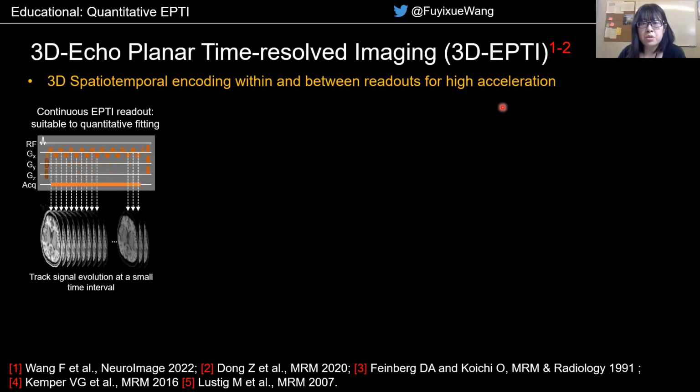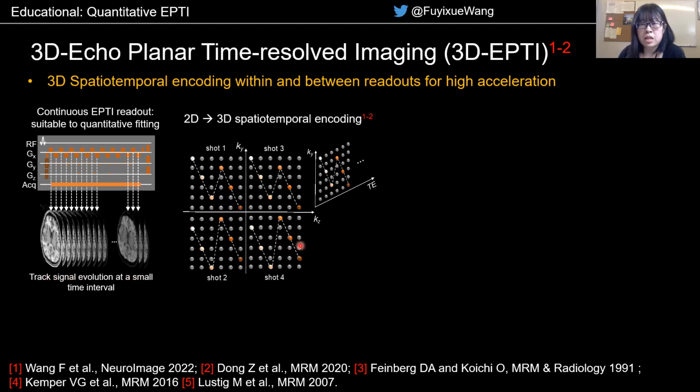To further increase the efficiency of EPTI for MR relaxometry, a 3D EPTI technique was developed. Similar to 2D EPTI, it uses continuous readout and resolves multi-contrast images within the continuous EPTI readout that can closely track the signal evolution. The spatiotemporal encoding was extended from 2D to 3D with complementary sampling along both the phase encoding direction and the partition encoding direction.